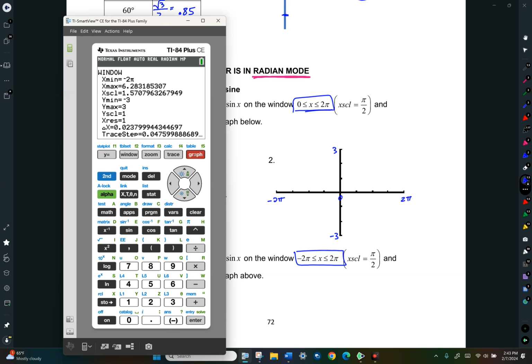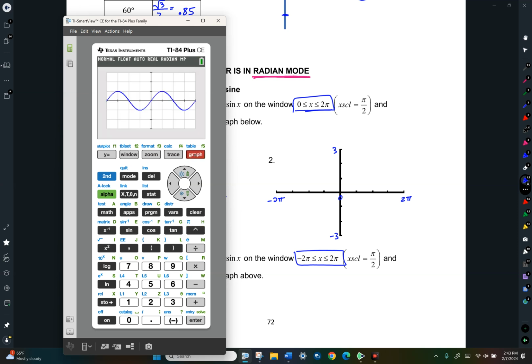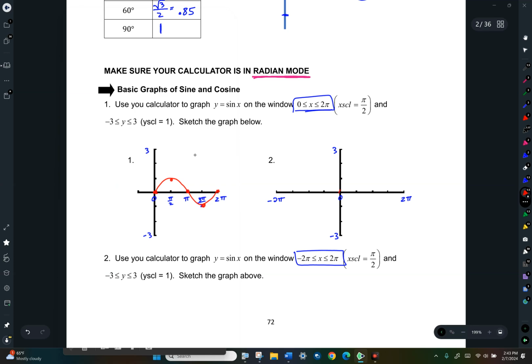So when I hit that graph, it looks like this. Well, doesn't it look like two of the same thing? If I were to draw the left side, it went from here up to 1, down to 0, down to -1, and back to 0. So this was the right side.